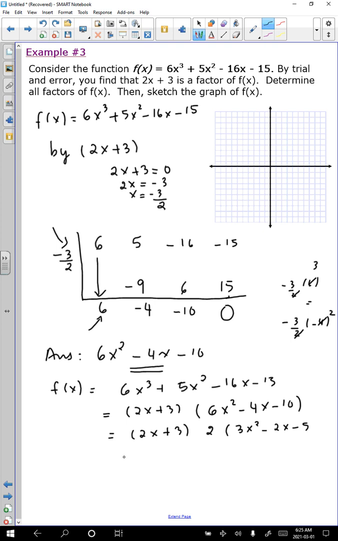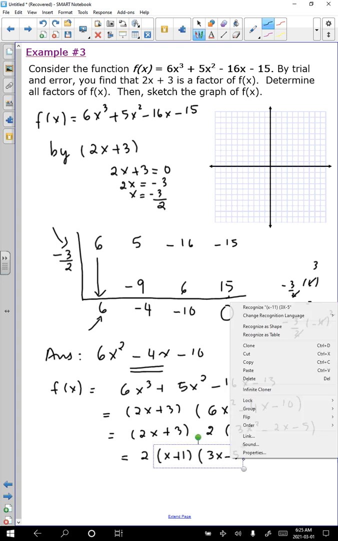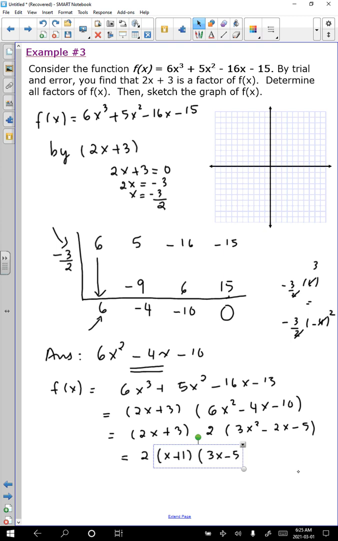So I'm just going to put the answer out there. When you factor 3x squared minus 2x minus 5, you're going to get x plus 1 as one factor and 3x minus 5 as the other factor. Now you have to do the step, but I didn't show how to do it because we've already learned this before. And then you're going to have 2x plus 3. So this is the answer to finding all the factors of the function f of x.